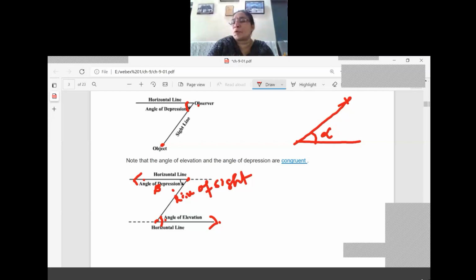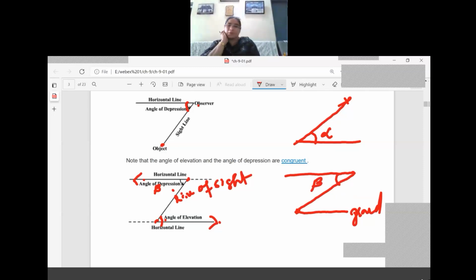Now the reverse process I am taking. I am standing on the top of something, and this is the ground level. We are observing something on the ground. So first I have to draw the eye level horizontal, then second the line of sight. Whatever angle we make by looking in the downward direction is called the angle of depression.